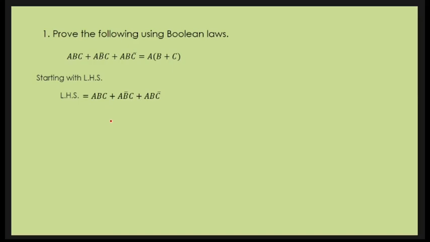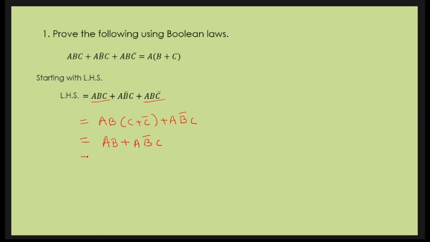If we consider the first term and the third term in the expression, we can take AB common. So taking AB common, what remains is C plus C bar. And the second term will be as it is, plus A B bar C. So we know C plus C bar is 1 and hence AB plus AB bar C.